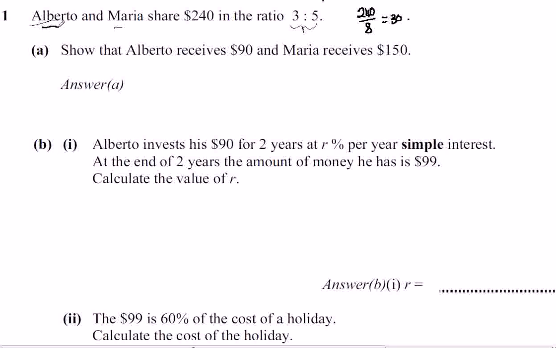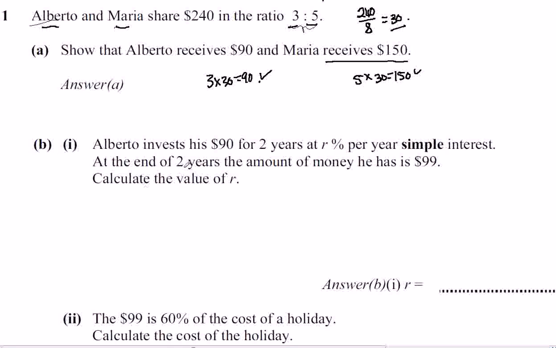So if Alberto gets 3 portions, that's just going to be 3 times 30, which is 90, which is correct. And we need to show that Maria receives $150. So if one portion is $30 and Maria receives 5 portions of the 8, that's going to be 5 times the amount in one portion, which is 30, which is 150, which is correct. There's several ways to do it, as long as you show how you get to 90 and 150, you should be able to get your marks.